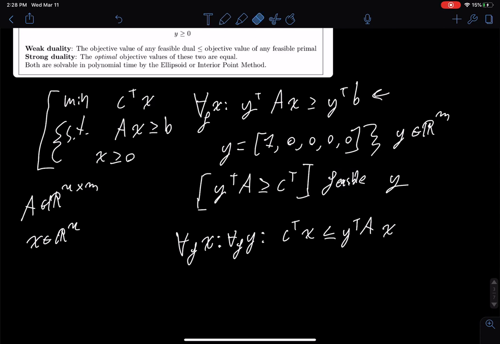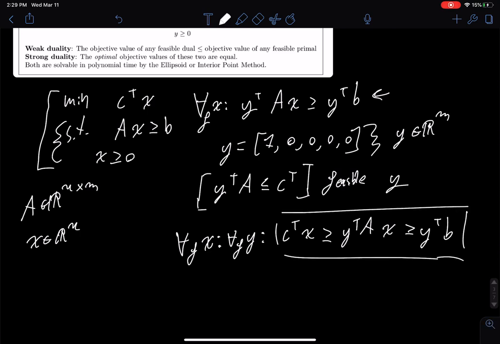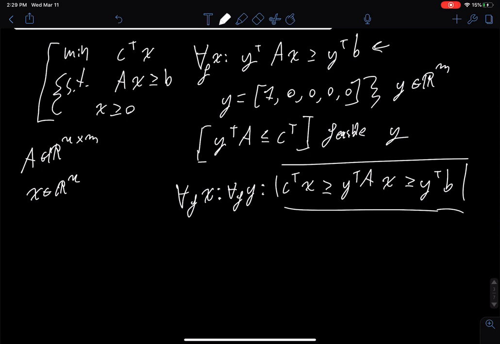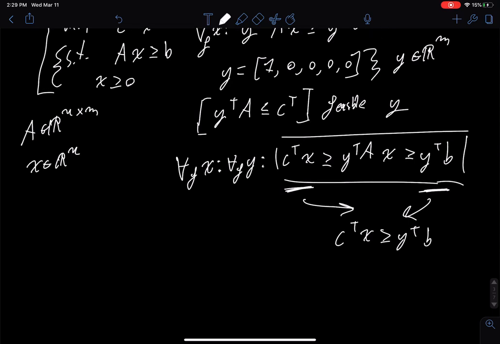So I think I'm actually going to switch a direction here. I'm going to actually ask that y transpose A be less than or equal to c transpose here. And then this is greater than or equal to y transpose b. Right? So I have this expression right here. And now, what I can see is I can pull out just the first term and the last term to get that c transpose x is greater than or equal to y transpose b for all feasible x and y.